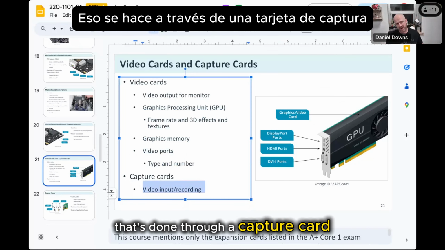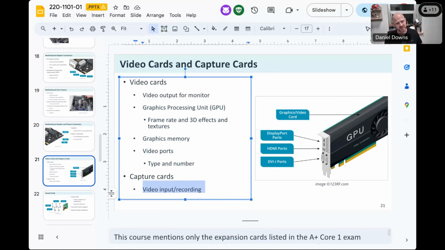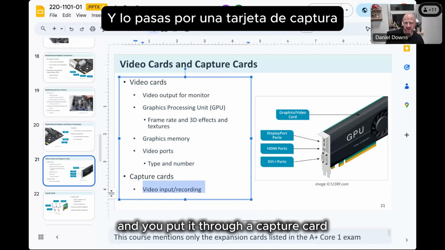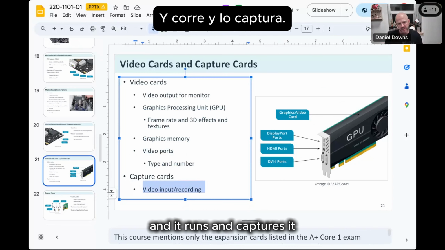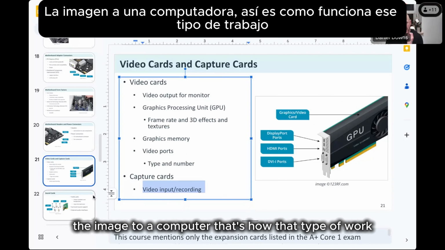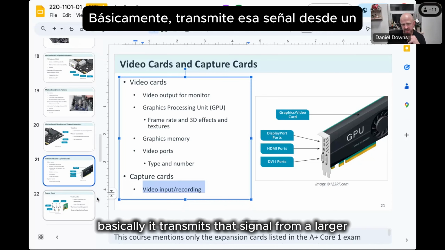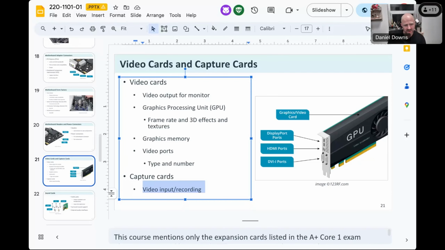That's done through a capture card. You take a mini USB and you make it go to a full USB, and you input it through a capture card, and it runs and captures the image to a computer. That's how that type of work. Basically, it transmits that signal from a larger symbol to a smaller one.